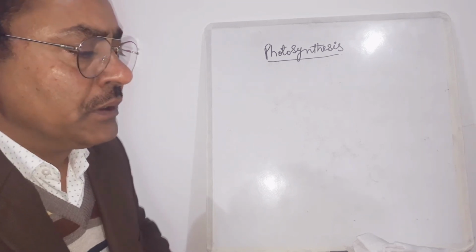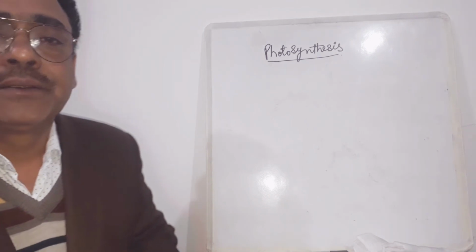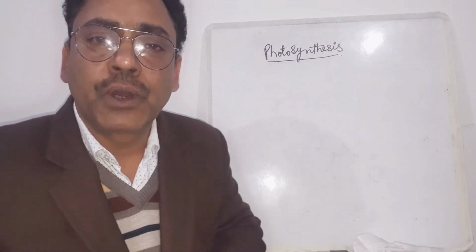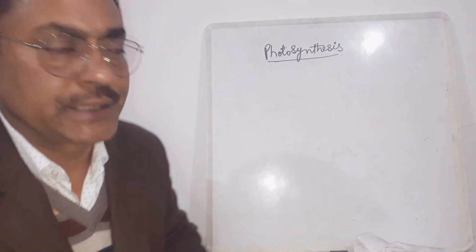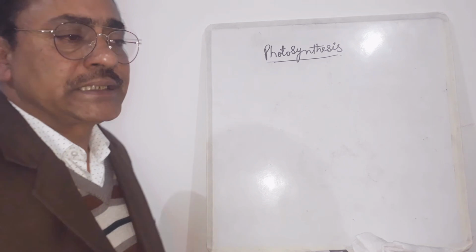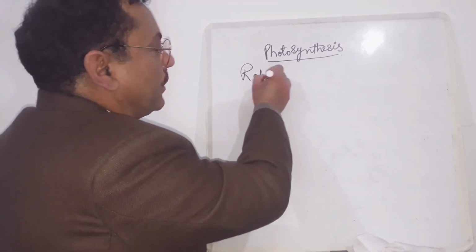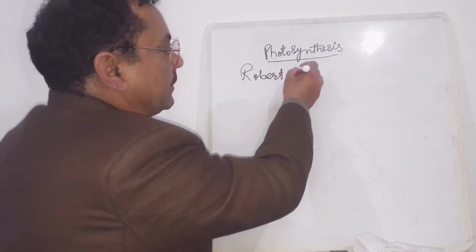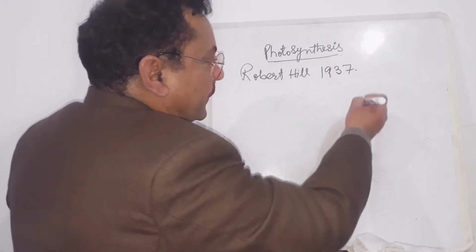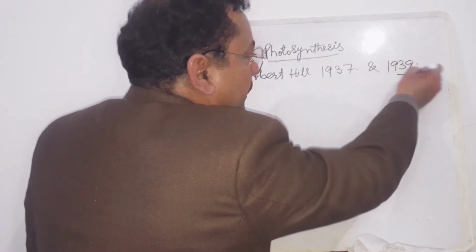also, in order to prove that oxygen evolved in the process of photosynthesis comes definitely from water and not from carbon dioxide. Among those experiments, we have an important experiment that was performed by Robert Hill, in 1937 and also later on in 1939.